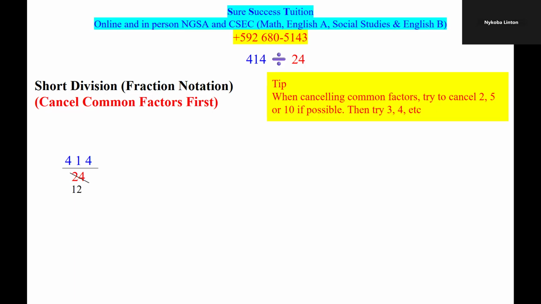So 2 into 24, 12. Let's divide 414 by 2. So 2 into 4, 2. 2 into 1, cannot. Put back the 1. 2 into 14, 7. So 207. Is there another factor that they have in common? Well, yes, we are seeing 3 is a factor in common.